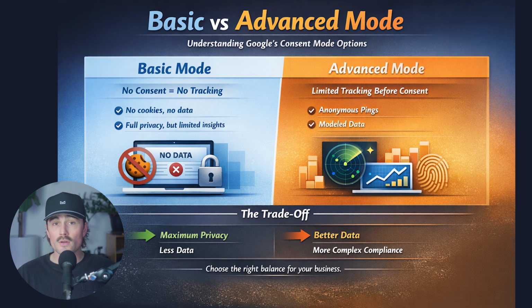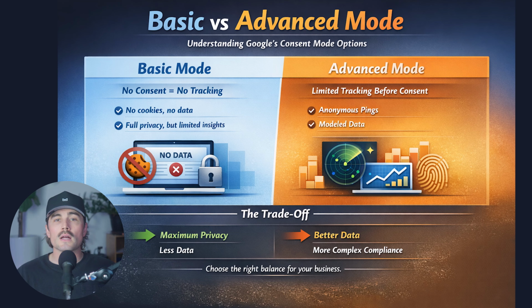Advanced mode. Advanced mode is a little more nuanced. Tags can fire before consent, but in a limited privacy-safe way. Instead of full tracking, Google sends cookieless pings, basically anonymized signals that help with modeling. So once someone accepts cookies, tracking upgrades to full mode, and if they don't, Google still fills in some gaps using modeled data. The trade-off: basic mode, maximum privacy, less data. Advanced mode, better data, slightly more complex compliance.